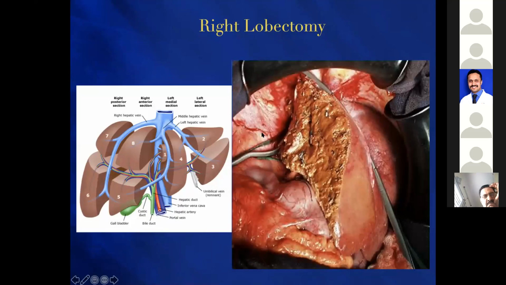I have to thank Dr. Somshekhar and Dr. Zaveri because some of the photos were of their surgeries, which I had borrowed when I prepared this presentation long ago. So you can see that the left part of the liver is remaining now. The rest of the liver on the right side is removed, meaning segments 5, 6, 7, 8 are removed.